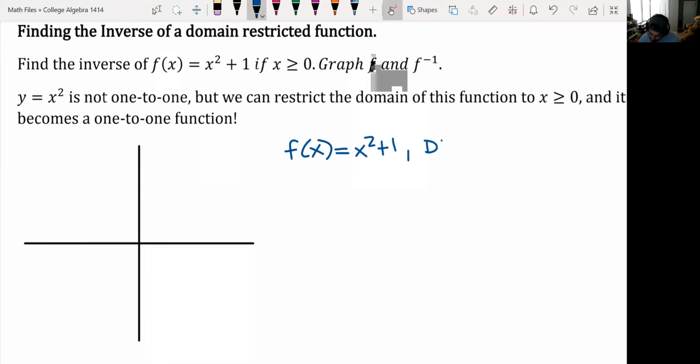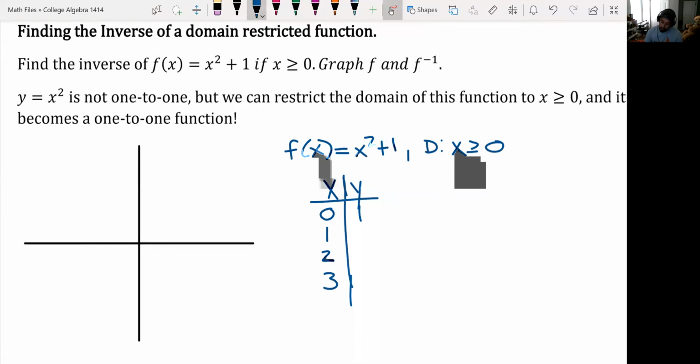Where my domain is x greater than or equal to 0. So if I made a small xy chart for this, we are only allowed to choose numbers from 0 to infinity. So 0, 1, 2, 3. That's probably all I need. And if I plug in 0, I get 1. If I plug in 1, I get 2. If I plug in 2, I get 5. And if I plug in 3, I get 10.